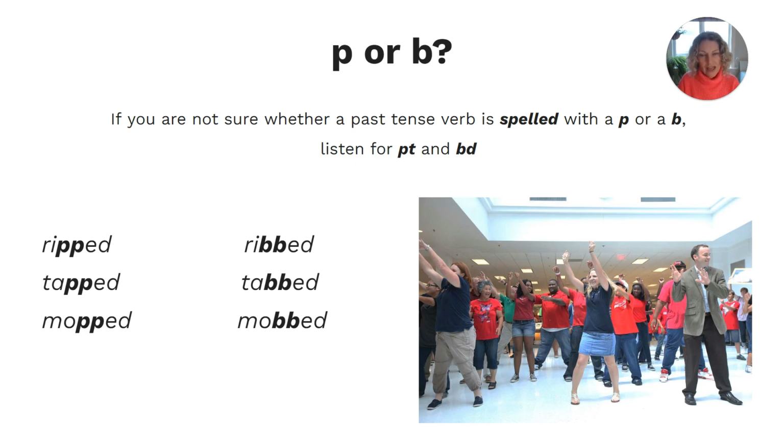That's a B. Tapped, that pt sound, two puffs of air. That's unvoiced. Tabbed, that's a B, voiced consonants. Mopped, unvoiced consonants. That's a P. Mobbed, that's a voiced consonant, B.